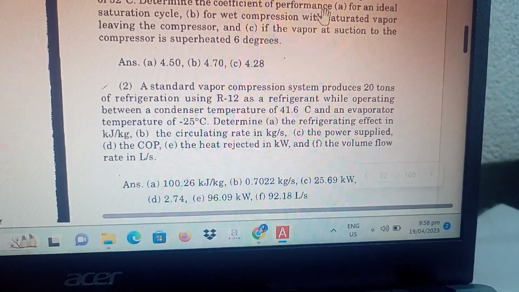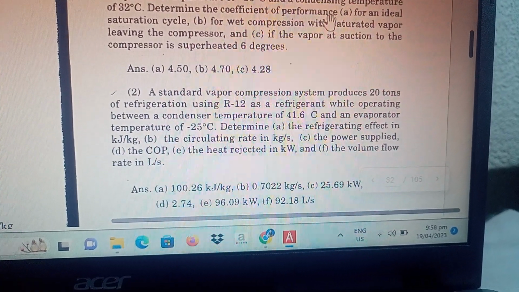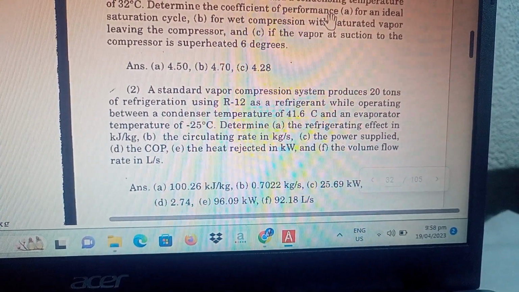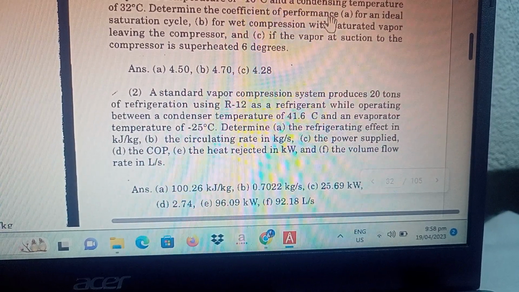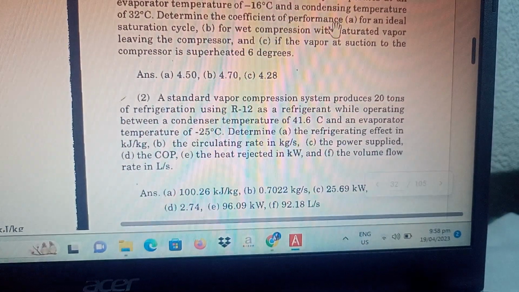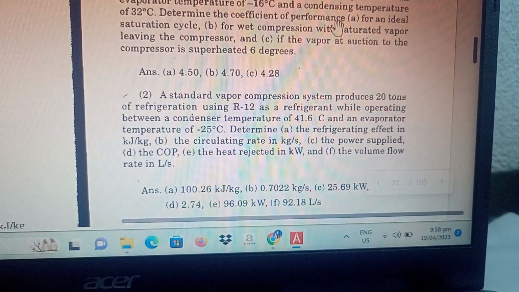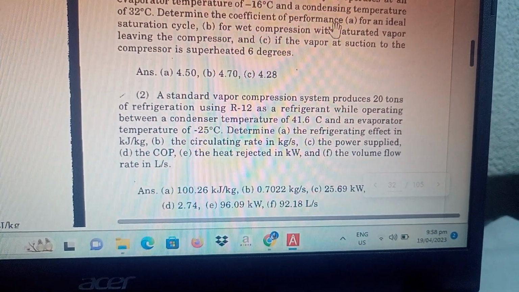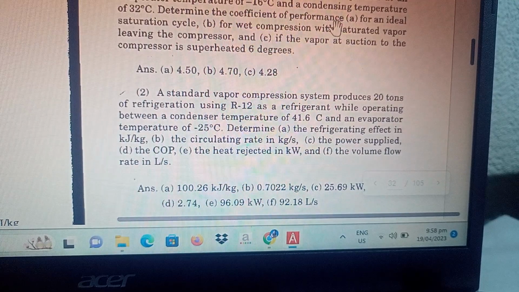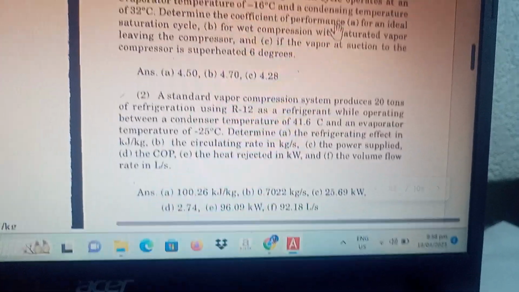Number 2, a standard vapor compression system produces 20 tons of refrigeration using R12 as a refrigerant while operating between a condenser temperature of 41.6 degrees Celsius and an evaporator temperature of negative 55 degrees Celsius. Now determine the refrigerating effect in kilojoules per kilogram, then the circulating rate in kilograms per second, the power supplied, the COP, the heat rejected in kilowatts, and finally the volume flow rate in liters per second.